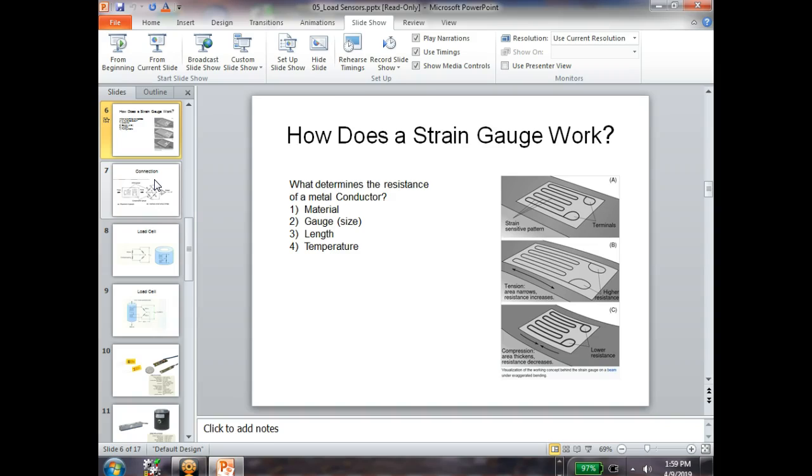And what it's got is it's got the Wheatstone bridge built into it, right? It's only got 4 wires. 2 of them is where you put the excitation voltage, and 2 wires where you get the output of your Wheatstone bridge. So y'all need to know what determines the resistance of a conductor. What is it?